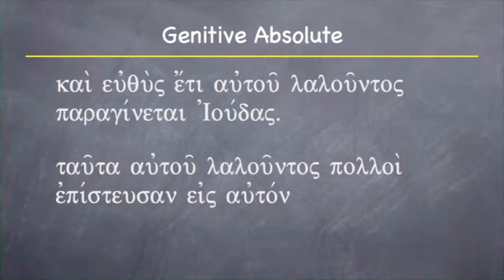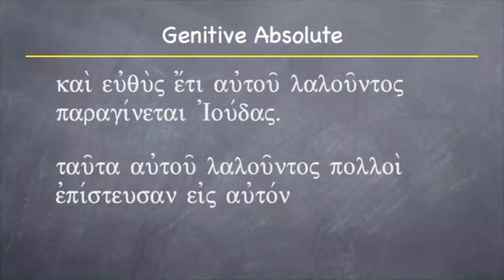Well, the first is, "and immediately," and let's ignore the eti for a second. "And immediately," and then you would be translating this, "of him speaking." Well, that doesn't make any sense. But then it continues, Judas arrives. Well, you can see that the basic sentence is, "and immediately Judas arrives." And then you have this eti autou laluntas.